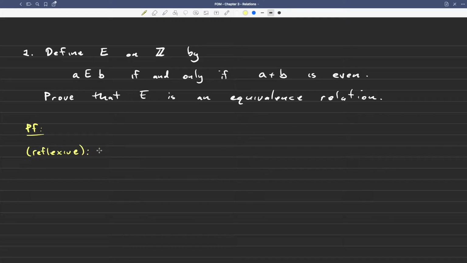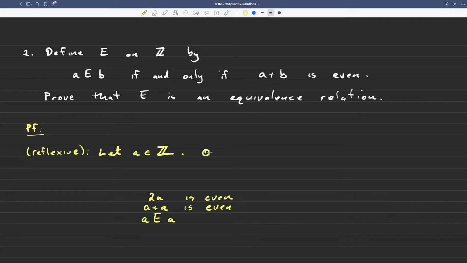Remember the template: you have to take an arbitrary element in the set in question, and in this case, the set on which the relation is defined is Z, and we want to show that A is related to itself. So we want to show A E A. A is related to A. But that would mean A plus A is even, which means the same thing as 2 times A is even, right? Well, clearly that's true. Sometimes it's helpful to think in reverse.